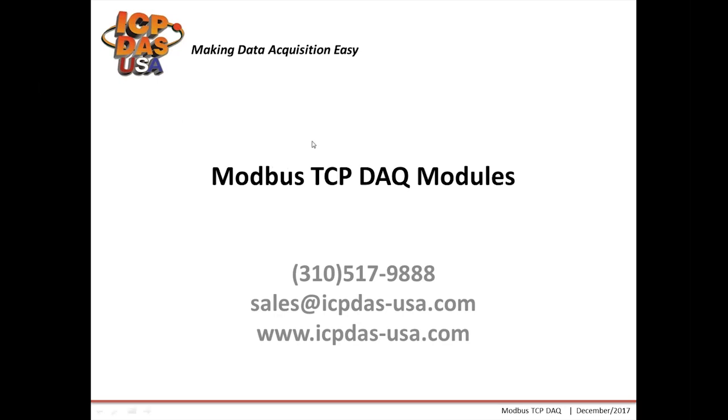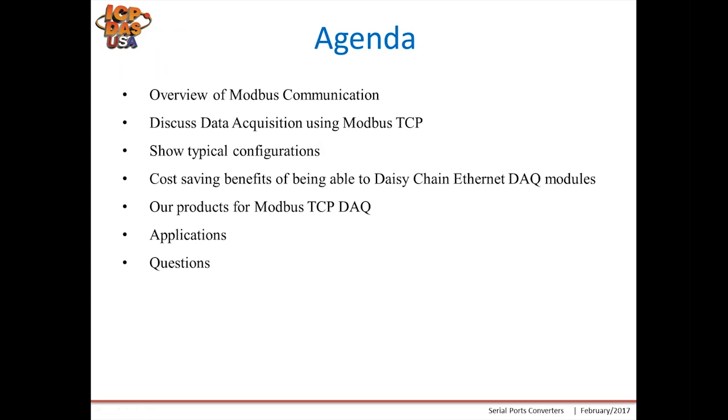Here's our agenda for today. First, we'll go over Modbus communication in general. We'll discuss Modbus RTU and TCP and just do a quick synopsis of it. Next, we'll discuss our Modbus TCP data acquisition modules. We'll show a few typical configurations and show the cost benefit of our new ET7200, which allows daisy chaining of Ethernet communication. We'll go over our products, which are Modbus TCP. Then we'll go over some applications, and finally we'll answer some questions.